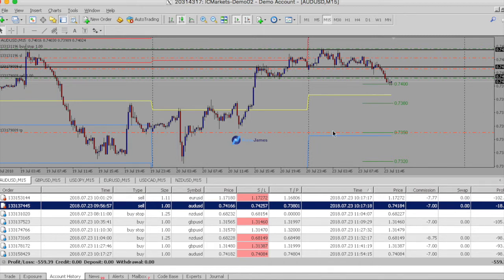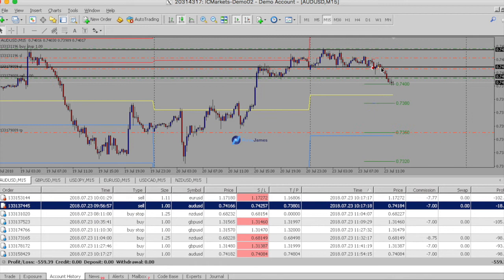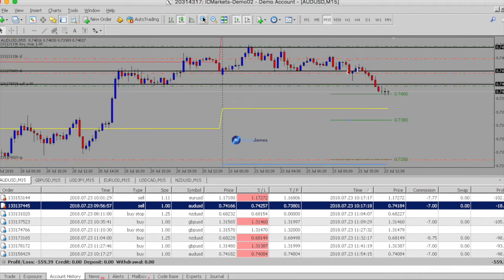I put on some pivots here. This is just for us to take up profits. I like to use the S1 and the R1 for take profit levels. Okay, first trade on the Australian dollar, a breakout of the smaller range.